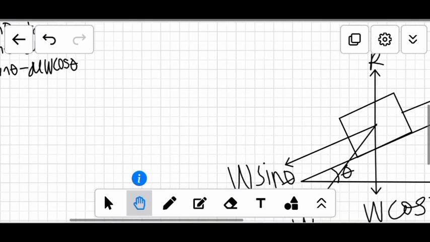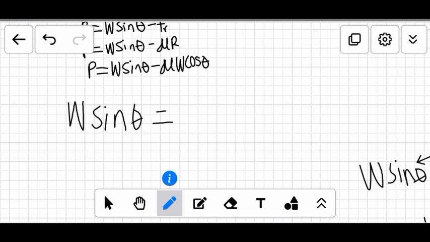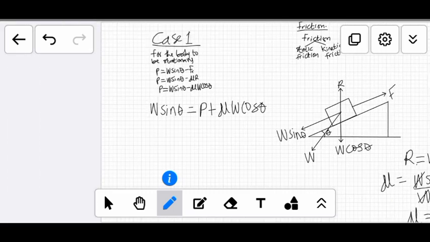So which means automatically, if I bring my frictional force to this side, my W sine theta would be P plus the frictional force, which is coefficient of friction, times W cos theta. So in the first place, the frictional force is less than the force sliding the body down. And then in order to keep the body stationary, I must add an extra force to the frictional force, which will balance W sine theta. So then the body will be stationary. That is case one.